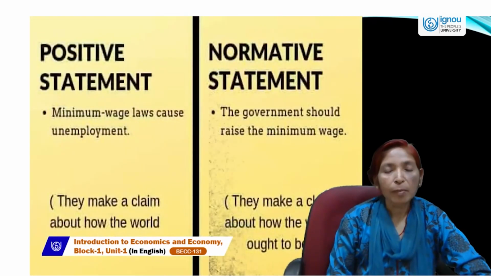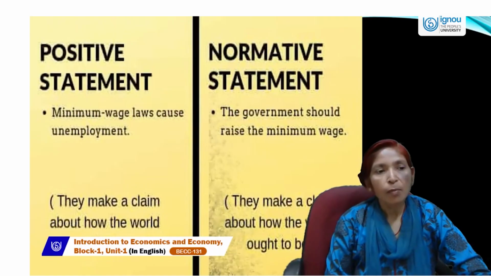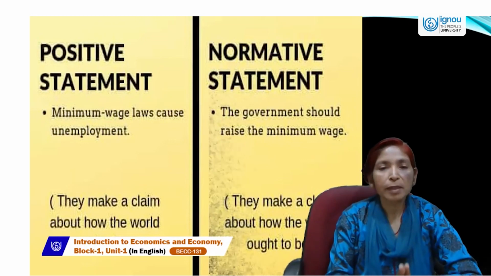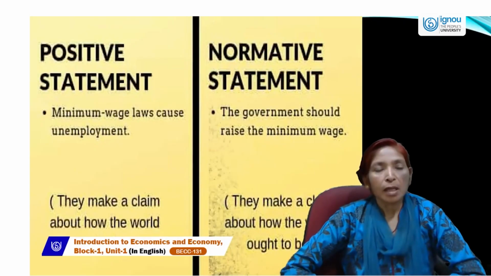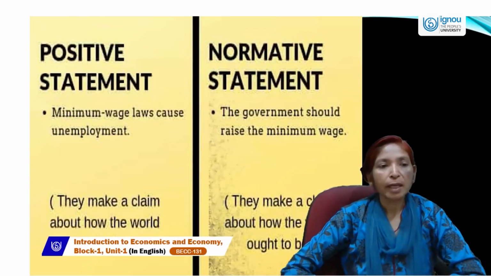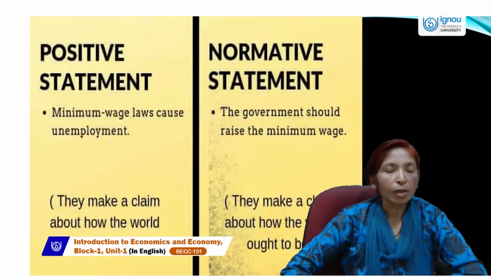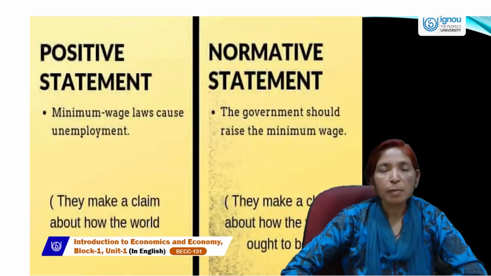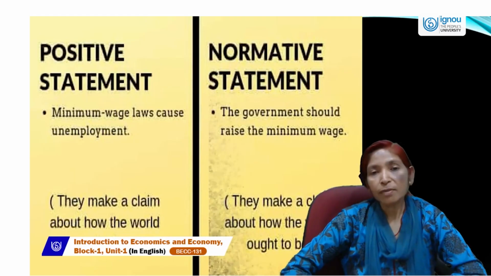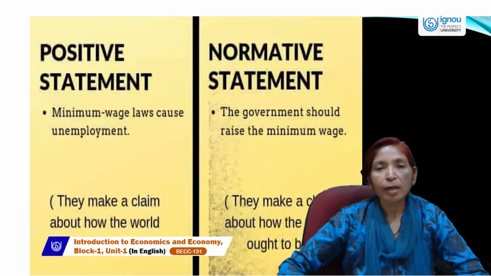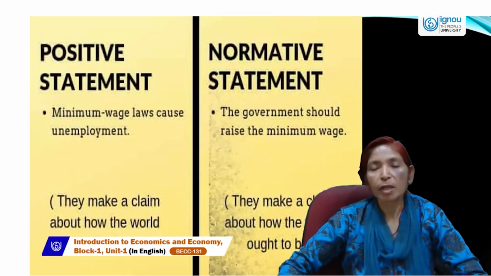Now, positive statement and normative statement, what is the difference between these? Positive and normative statements in economics are both different concepts but related to economics. In positive economics or a positive statement, we study only what the problem is, what the problem was, what the problem will be. For example, minimum wage law causes unemployment. And a normative statement is a statement which tells us the way to overcome this problem. The government should raise the minimum wage.